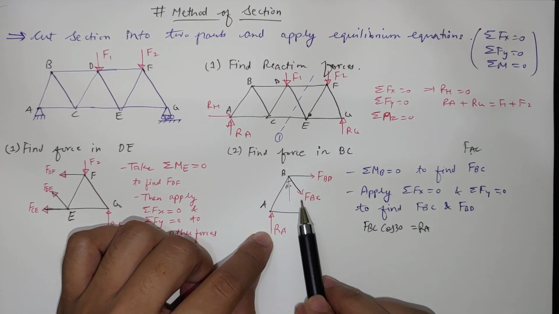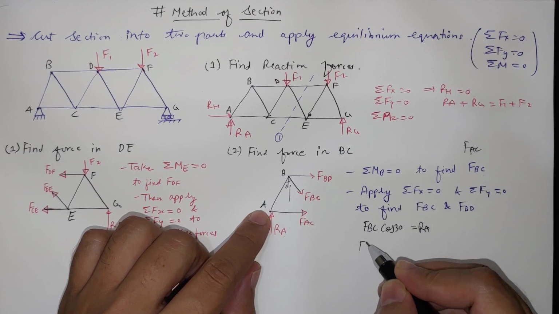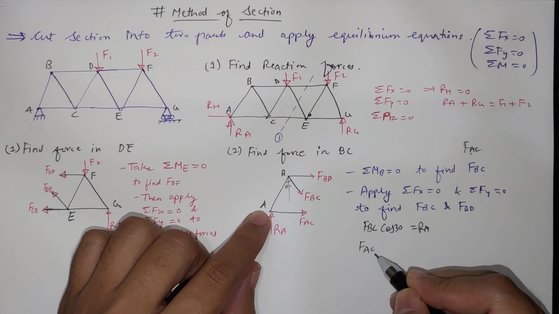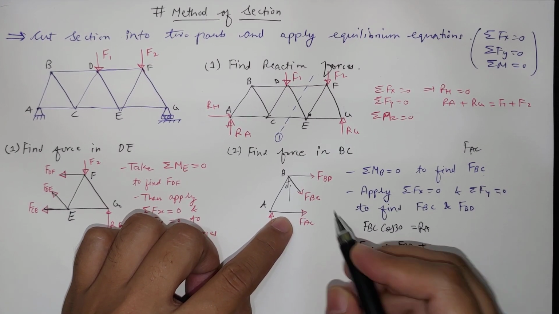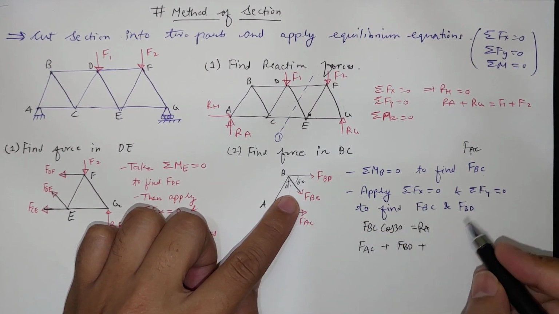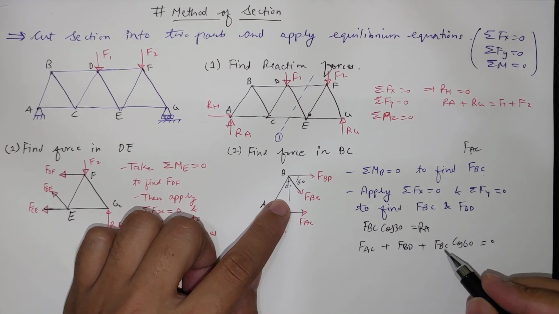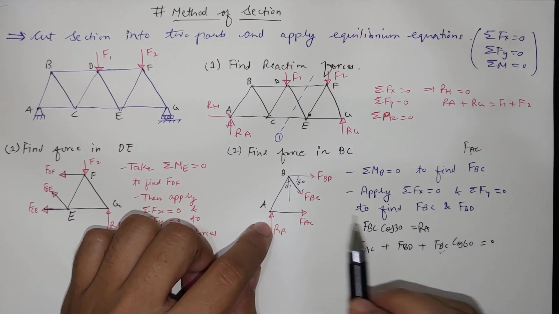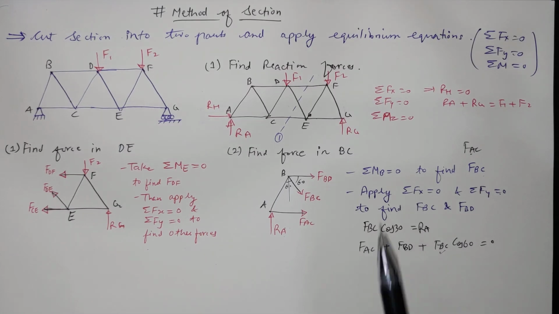Once FBC is found, we can take the horizontal component sum. The horizontal summation of Fx is FAC plus FBD plus the FBC component. This angle is also 60, so FBC cos 60, which will be equal to 0. From here we know FBC and we have found FAC, so that is how we can find all three forces. So this is the method of section.